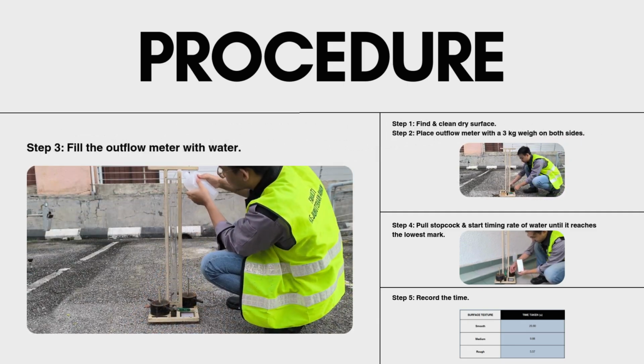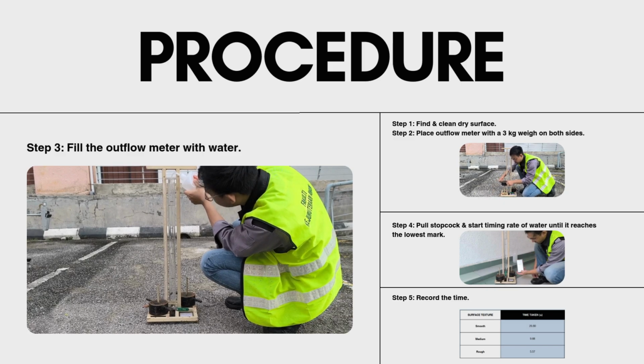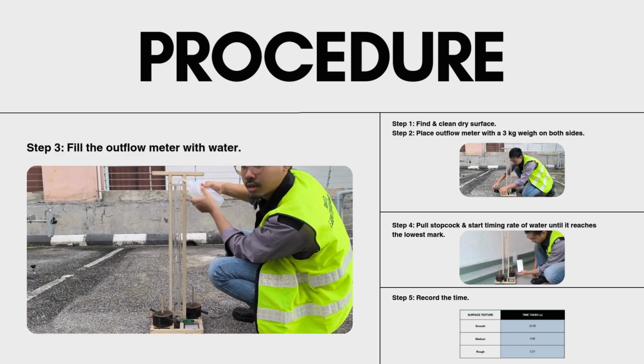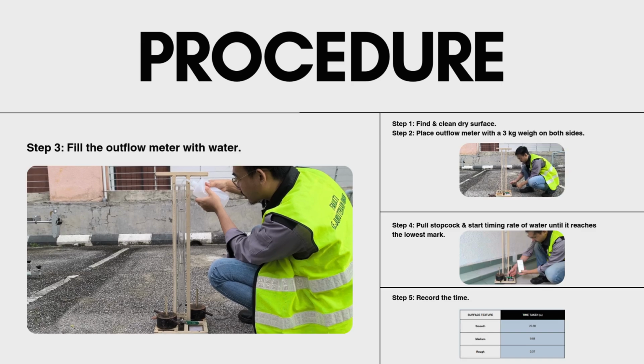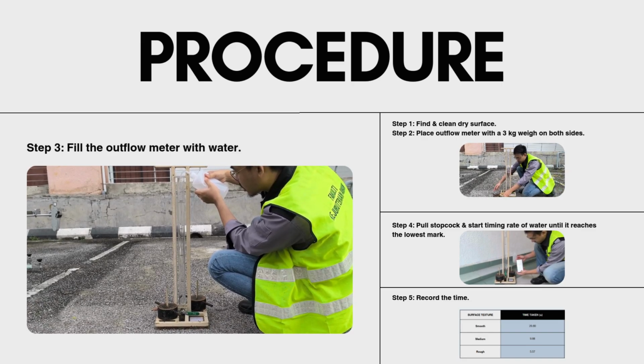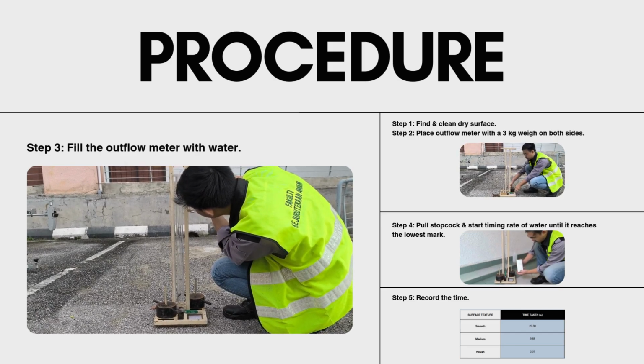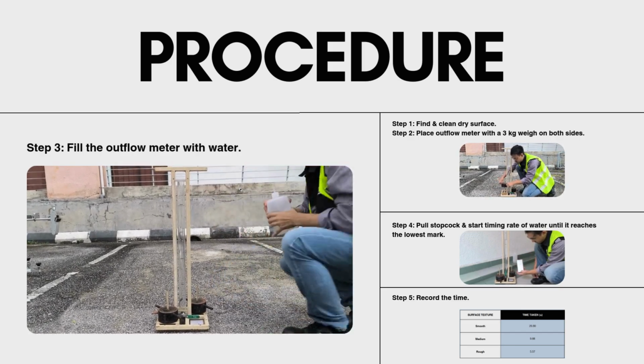Now moving on to the next step, at this stage we fill the outflow meter with water. This is just to set the initial water level before we start timing the test. While pouring the water in, we make sure it reaches the correct starting level so that the results stay consistent for every trial.